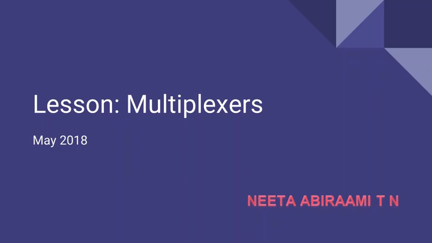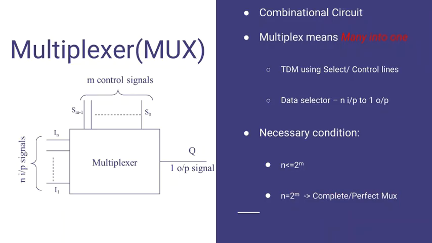Hello, let's discuss a topic from digital electronics, that is multiplexers. A multiplexer is a combinational circuit. There are two kinds of circuit in digital electronics, that is combinational circuit and sequential circuit. We will study more about this in another chapter.